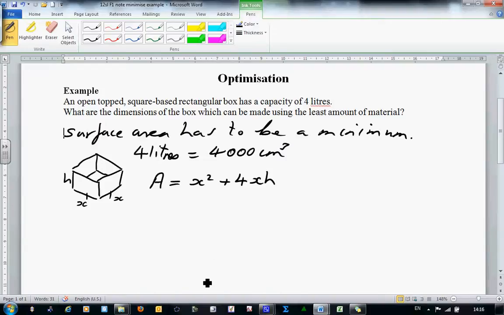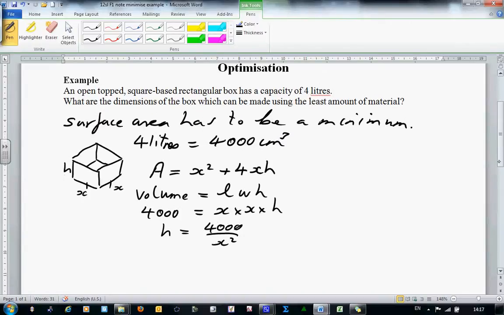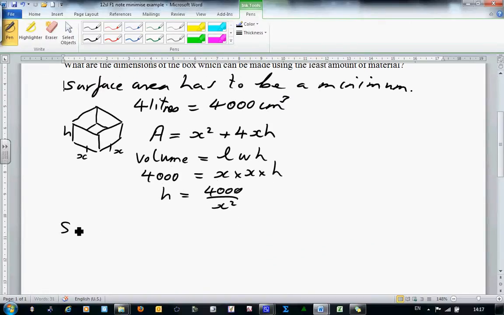So what we can do, though, is we have another piece of information. We can work with the volume, and the volume is length times width times height. So we have that 4,000 is x times x times h. And from that, we can deduce that h is 4,000 over x squared. And hopefully you can see where I'm going with this now. If we substitute h into A, we have A equals x squared plus 4xh.